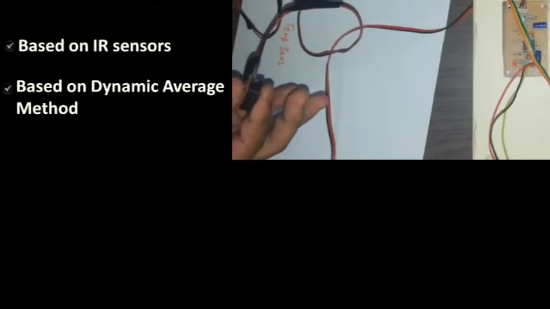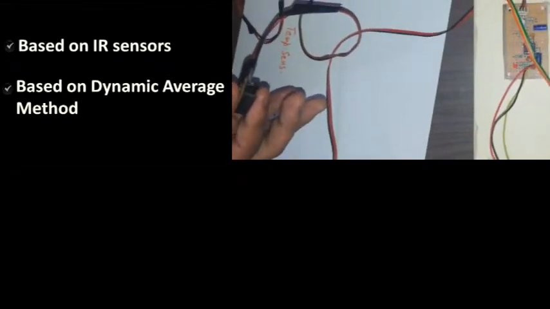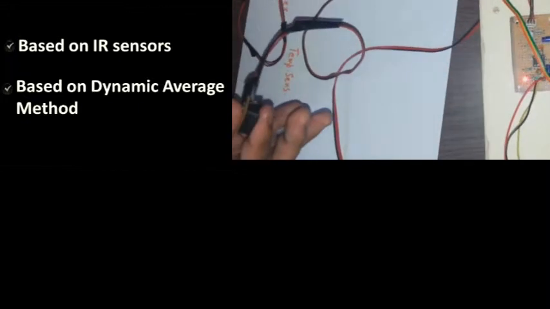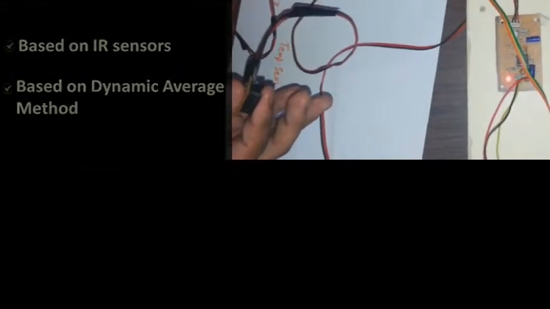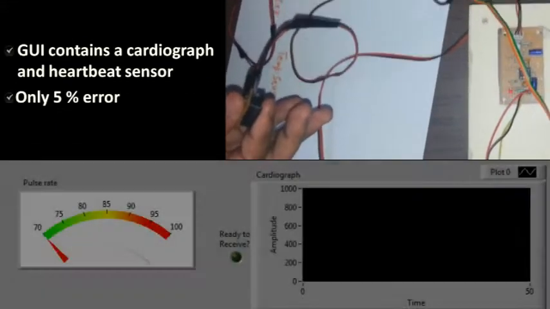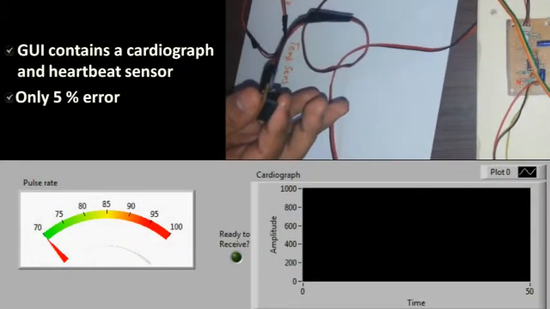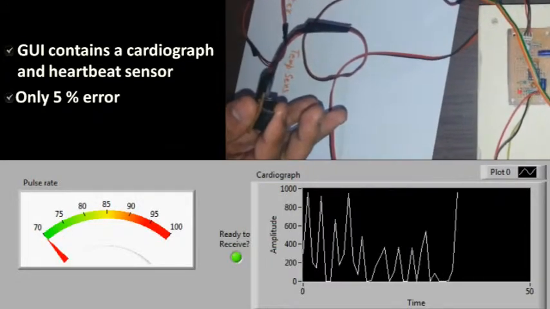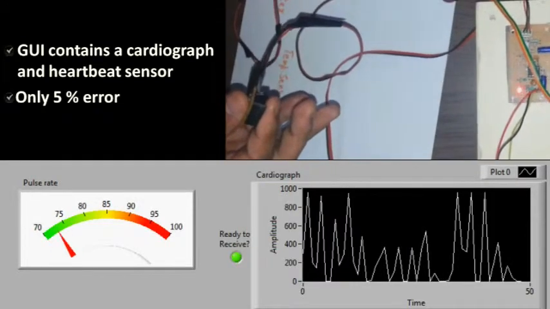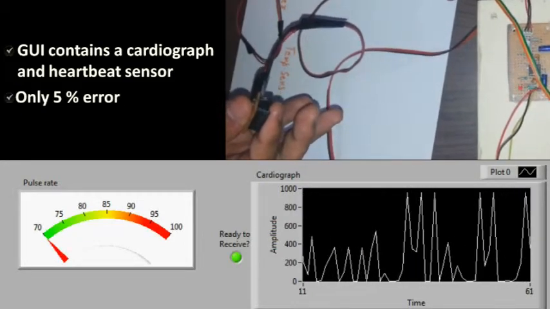The heartbeat module is based on differential absorption of IR light by human tissue as the blood flows through the veins. The pulse rate is calculated by using a dynamic averaging algorithm. The LabVIEW front panel displays the cardiograph and a heartbeat meter showing the real-time variation. The system we have constructed is accurate to within a 5% error.